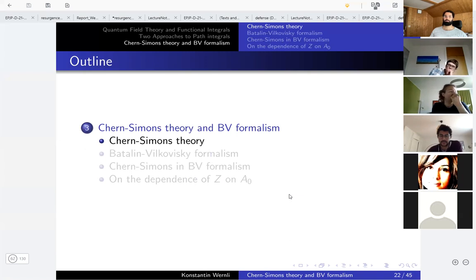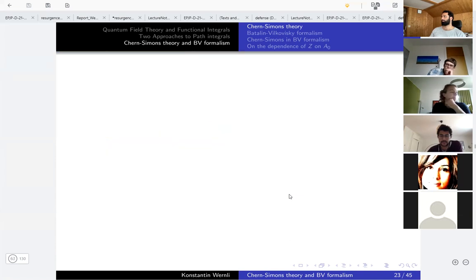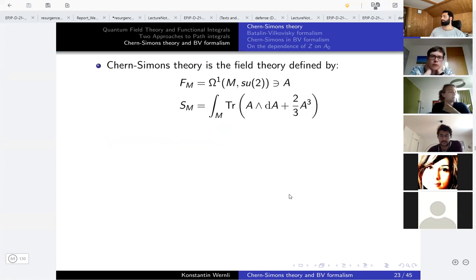Okay, so first I'll say a little bit about Chern-Simons theory, although Neschler has said a lot about it already. I take a three-dimensional manifold M, and I take a connection on a trivial, or actually trivialized, SU(2) bundle. Such a connection is defined by a global one-form with values in the Lie algebra of SU(2).